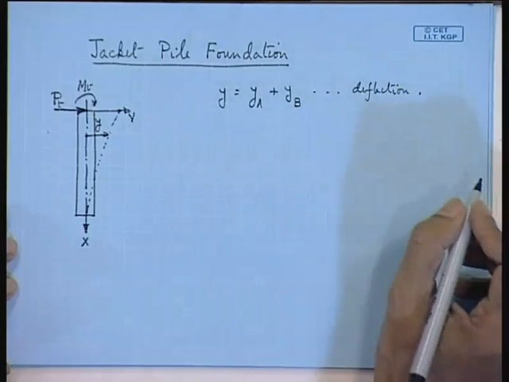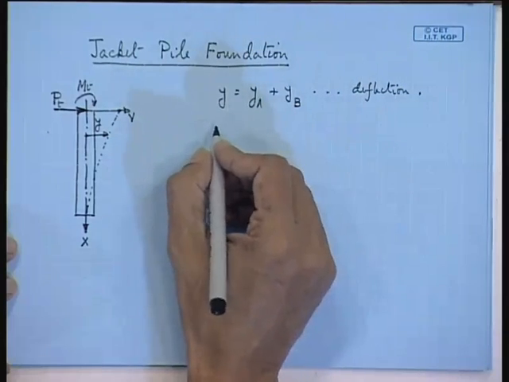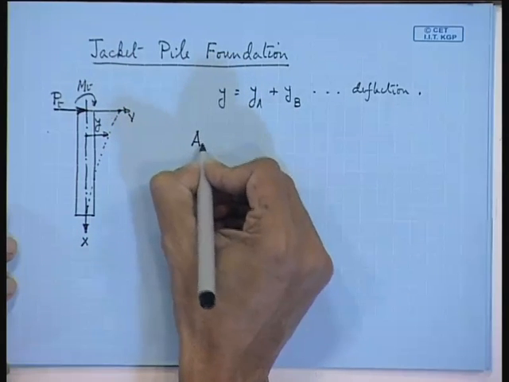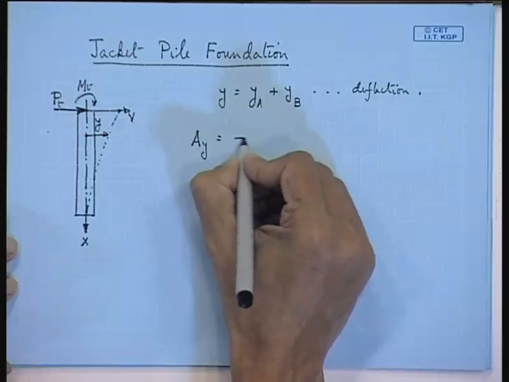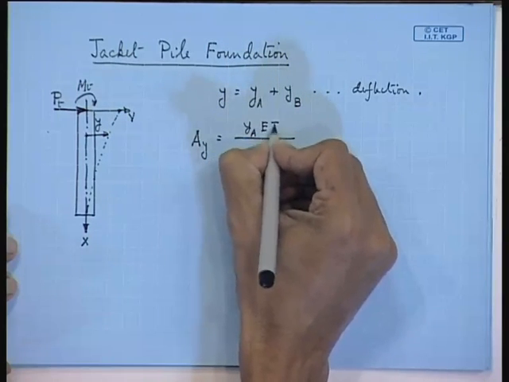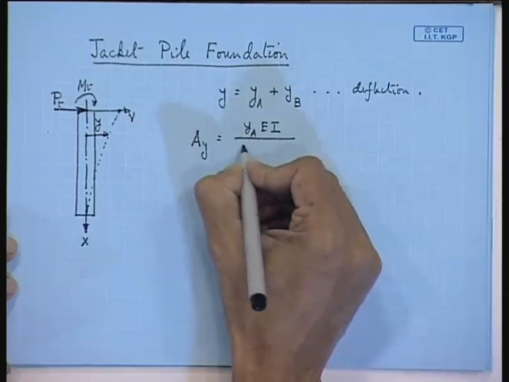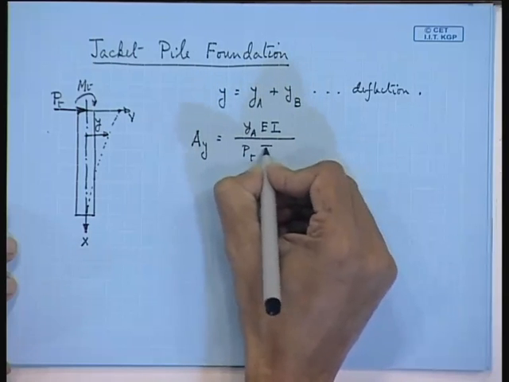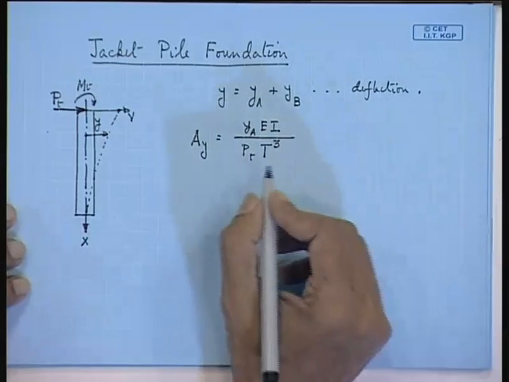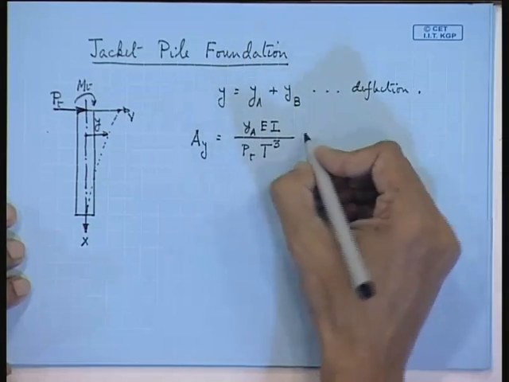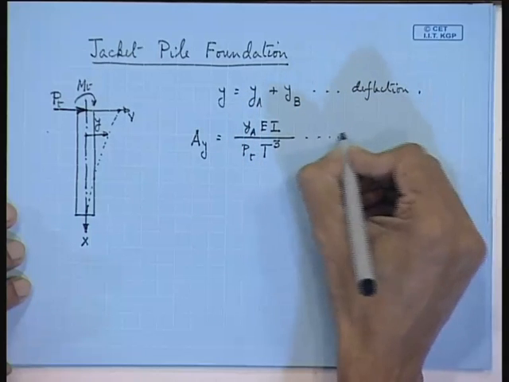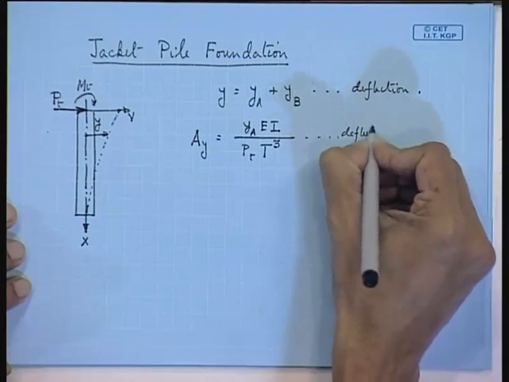So, this deflection equation, you start from the deflection coefficient A. That is Ay, which has already been given as yA, multiplied by EI over PT T cube. Mind you, these are all non-dimensional coefficients. So, this is deflection caused by PT, deflection from horizontal load.